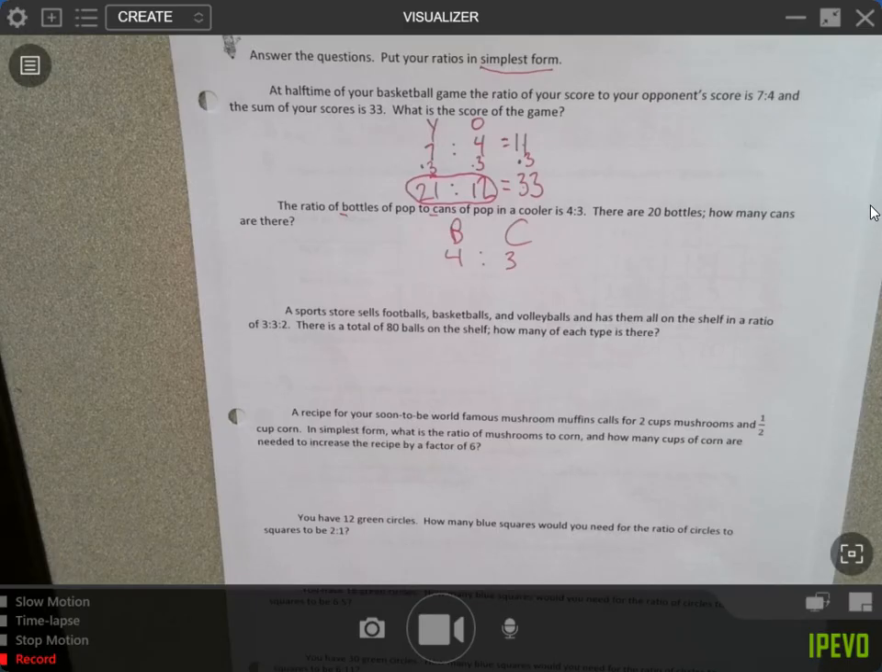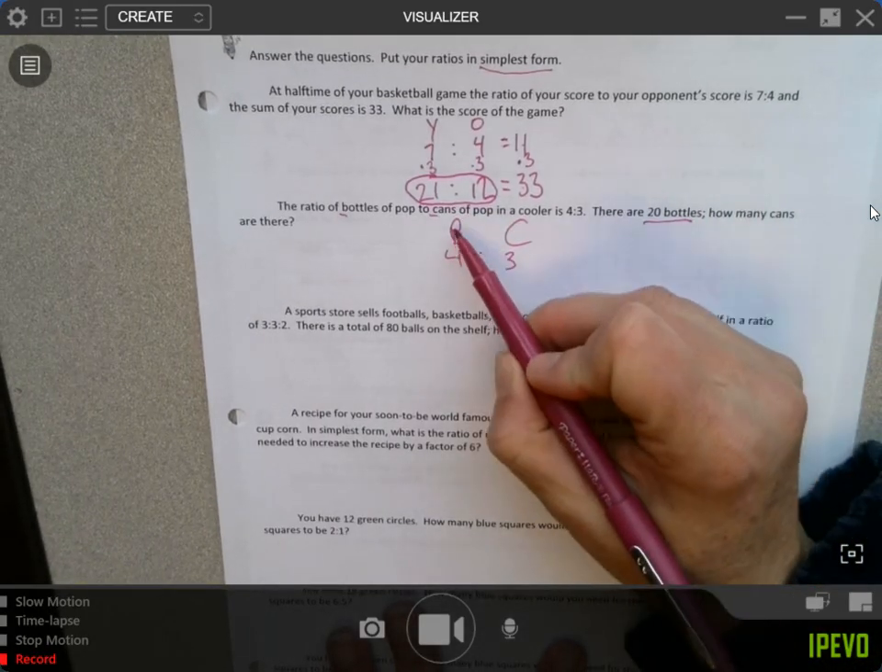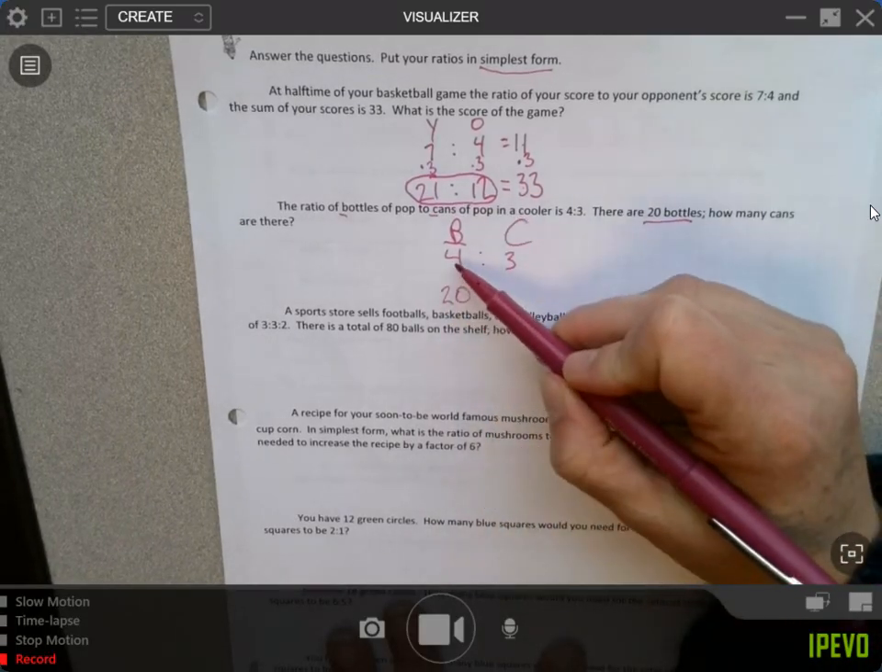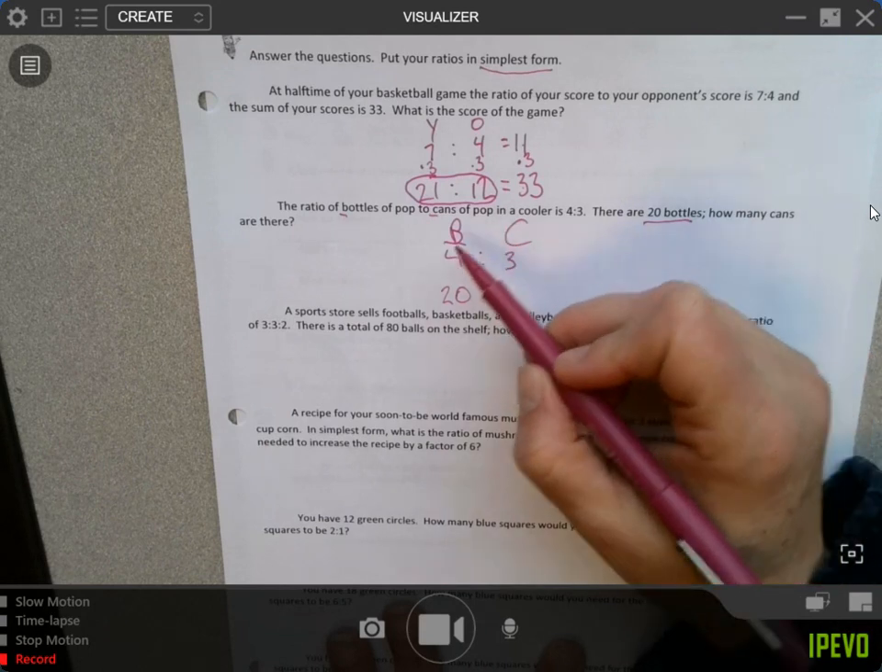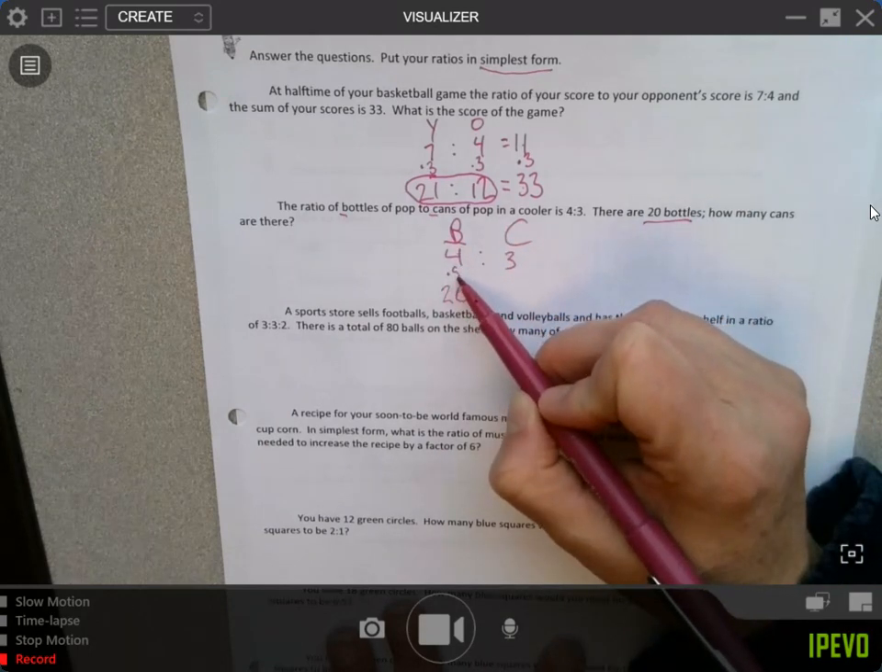Ruby? I have 4 times 5, so that's 20, and I did times 5. So that 20 bottles, I'm going to put under my bottles. So you could say 20 divided by 4 tells me what I multiply by, but Ruby knows her multiplication facts and says, well, I know 4 times 5 is 20.